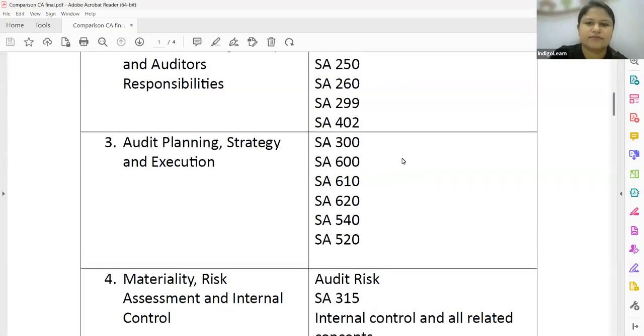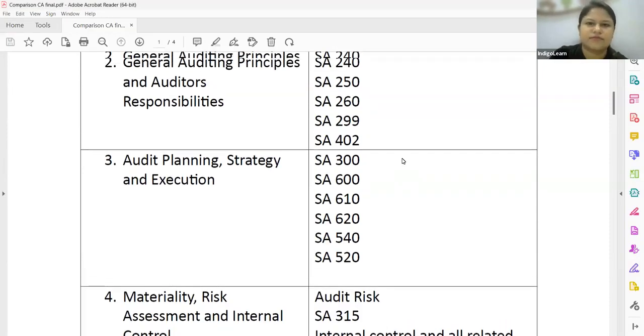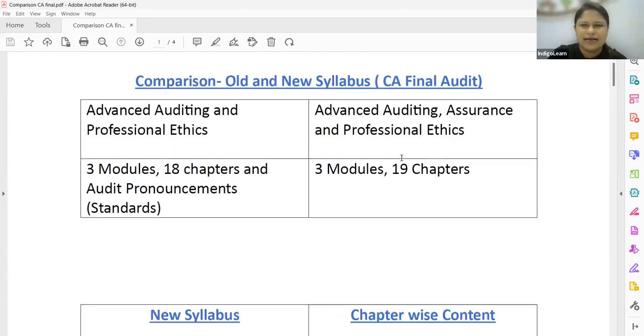All right, so let us get started. Having studied the overall syllabus, old and new, I've just tried to make some kind of comparison. So the first thing is, as I told you in the beginning itself, the name of the subject is changing. Now the name of the subject will not be Advanced Auditing and Professional Ethics. It is going to be Advanced Auditing, Assurance, and Professional Ethics.